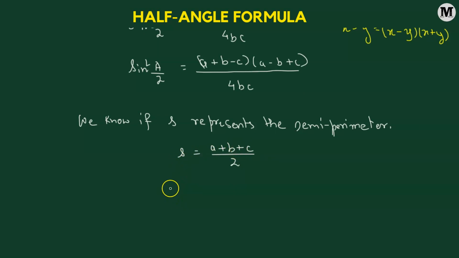Now, what we can do is use this to rewrite the factors in the numerator, a plus b minus c and a minus b plus c. Okay, let's do that. Now, we'll start with a plus b minus c.